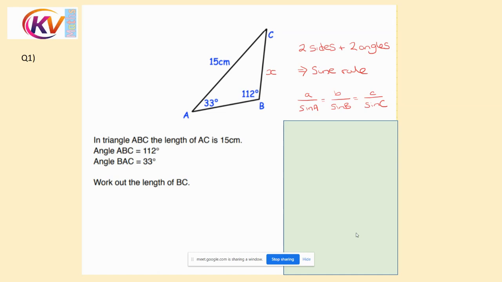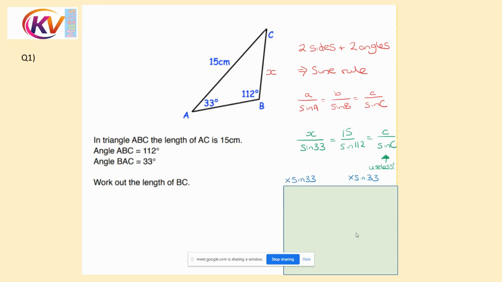We then want to try and fill in all of the information that we've got. So we've got A, B, and C already labelled on the triangle. Remember, little a, little b, and little c are diagonally opposite so that we can fill in the formula to give us this. So we've got x over sine 33 is equal to 15 over sine 112, which is equal to c over sine c. So you'll notice that one side is completely useless, which should happen most of the time. Okay, at that point we can completely disregard c over sine c. We want one of these sections on the sine rule to be useless so that we can figure out what we're doing. At that point then we're trying to get the x by itself.